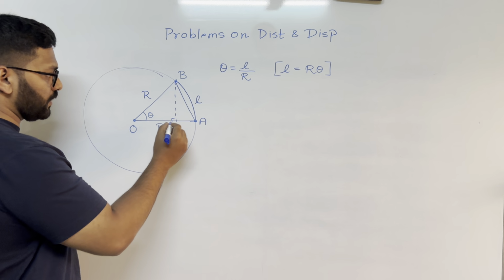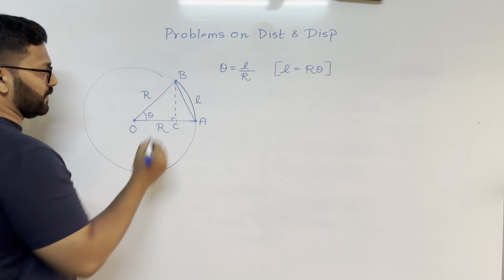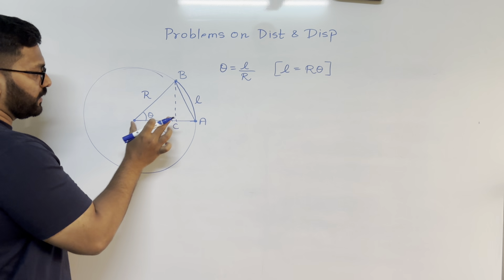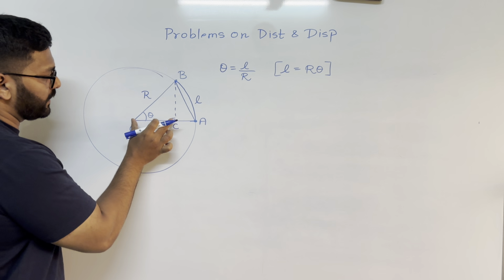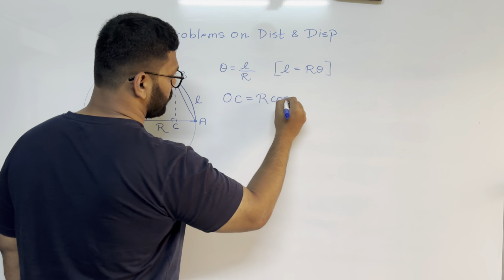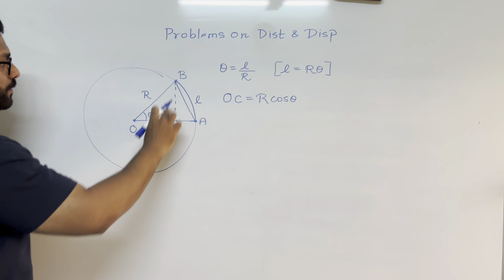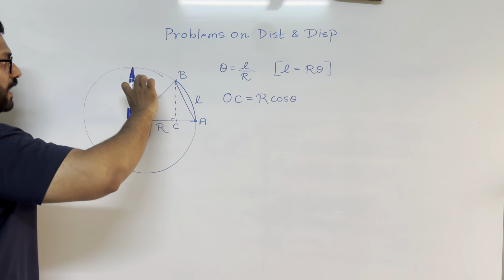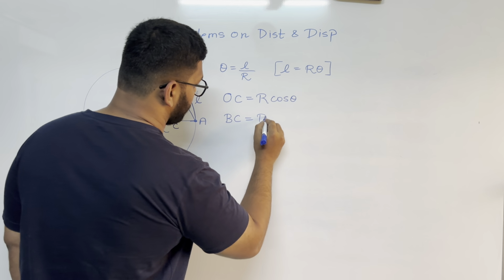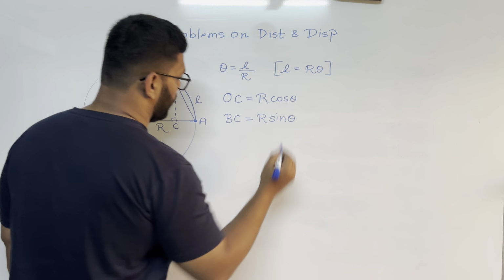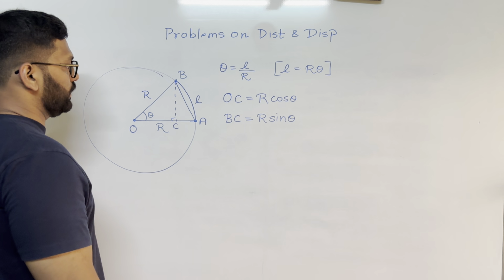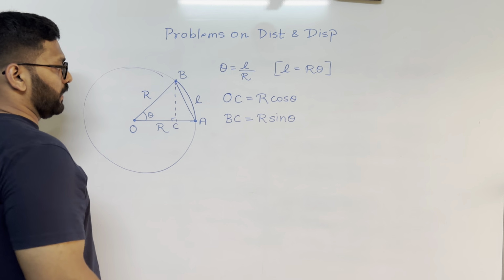Now what is this length BC? If I see here, R cos theta is OC. So OC is equal to R cos theta. Very good. And what is BC? R cos theta is OC, so R sin theta is going to be BC. BC is equal to R sin theta. Right? Very good.